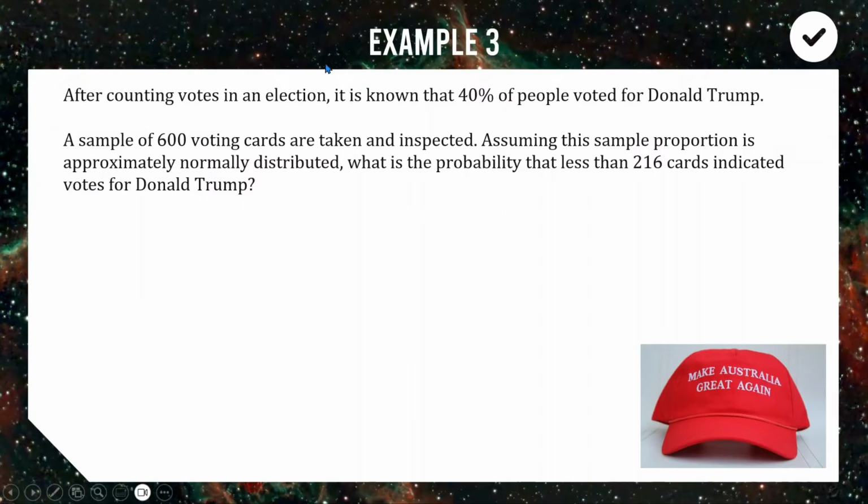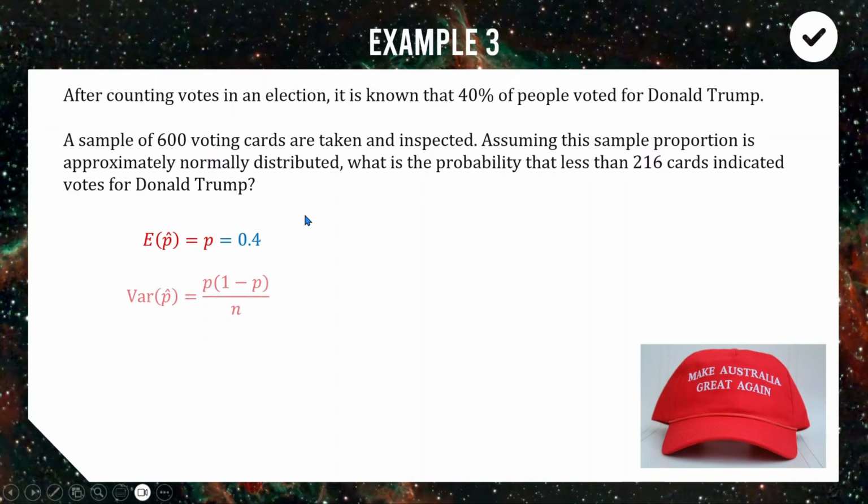First of all, we can see our P, our probability of success in our sample, is 40%. 40% of people voting for Trump. Is that a success? Hard to say. Our N for number of voting cards is 600. Starting off with our expected value, the expected mean of the sample proportion, which is 40%. If we picked a bunch of cards, we would expect 40% indicate Trump voters.